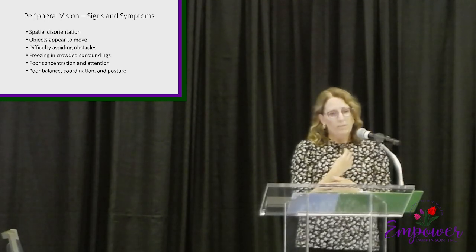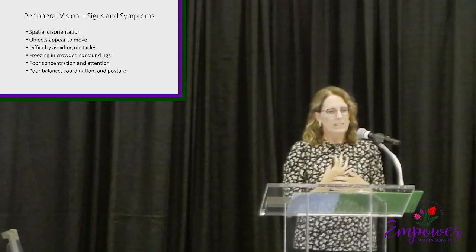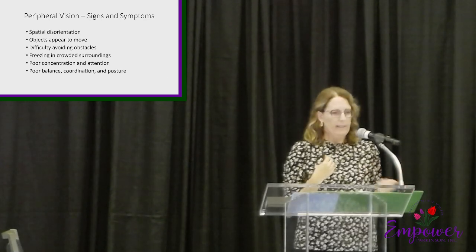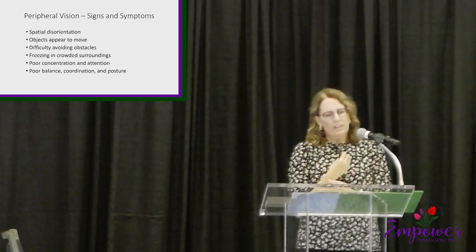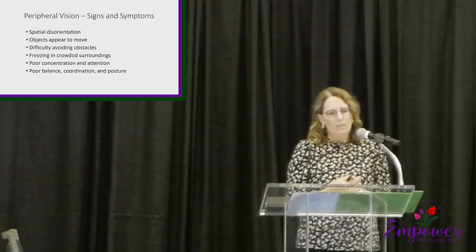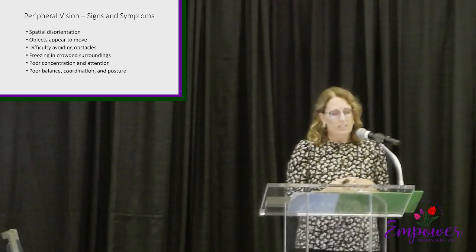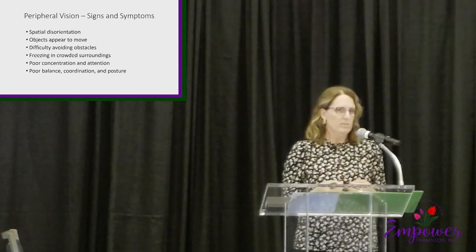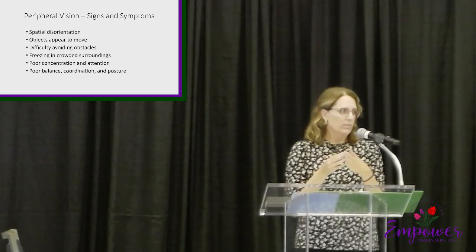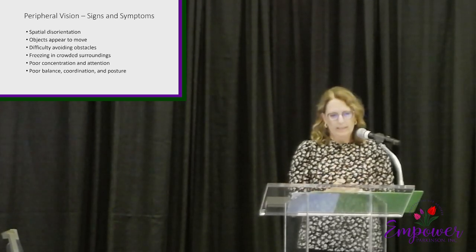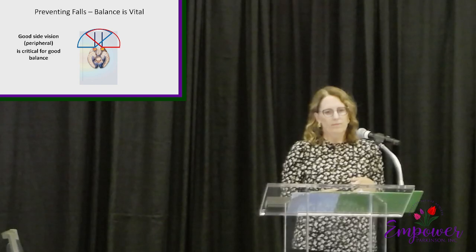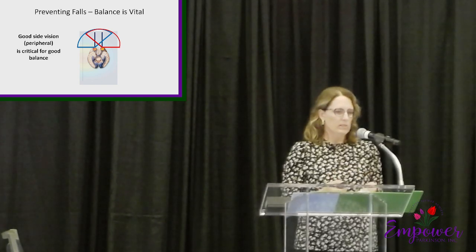If you have trouble with your peripheral vision, you can see things like spatial disorientation, difficulty navigating, bumping into things. They actually think it contributes to freezing, the freezing phenomenon. It can affect your concentration, balance, coordination, posture. So our peripheral vision is very important. We don't always think about it as much as our central vision, but it is a very important aspect. So peripheral vision we found is vital to help with preventing falls.